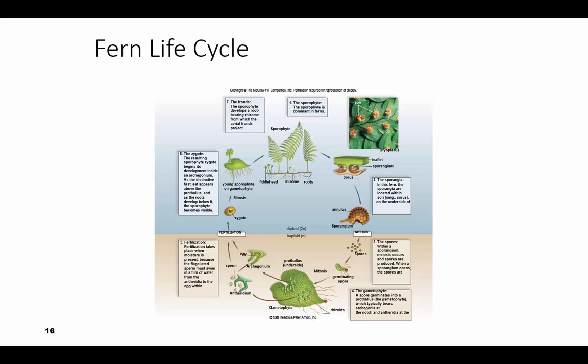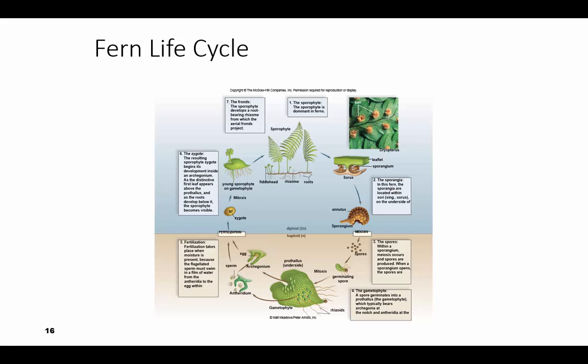Objective 11 says, after reviewing the life cycle of ferns, explain why they must be found in a moist environment. And this is also on page 102 in your textbook. The reason they have to be, well, first of all, let's look at the life cycle.